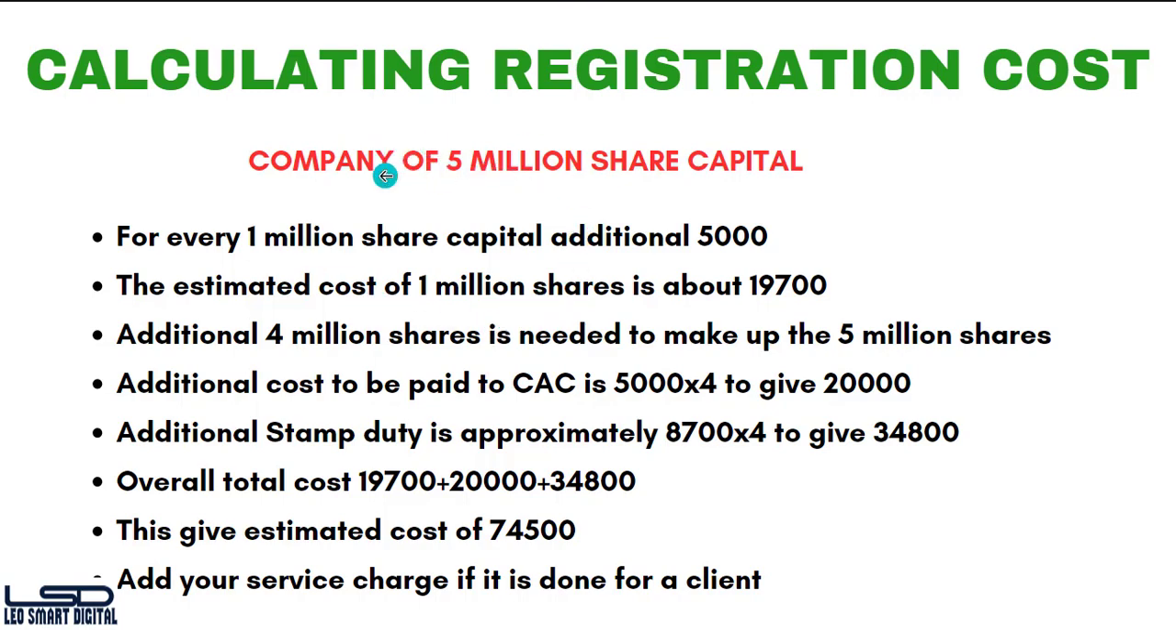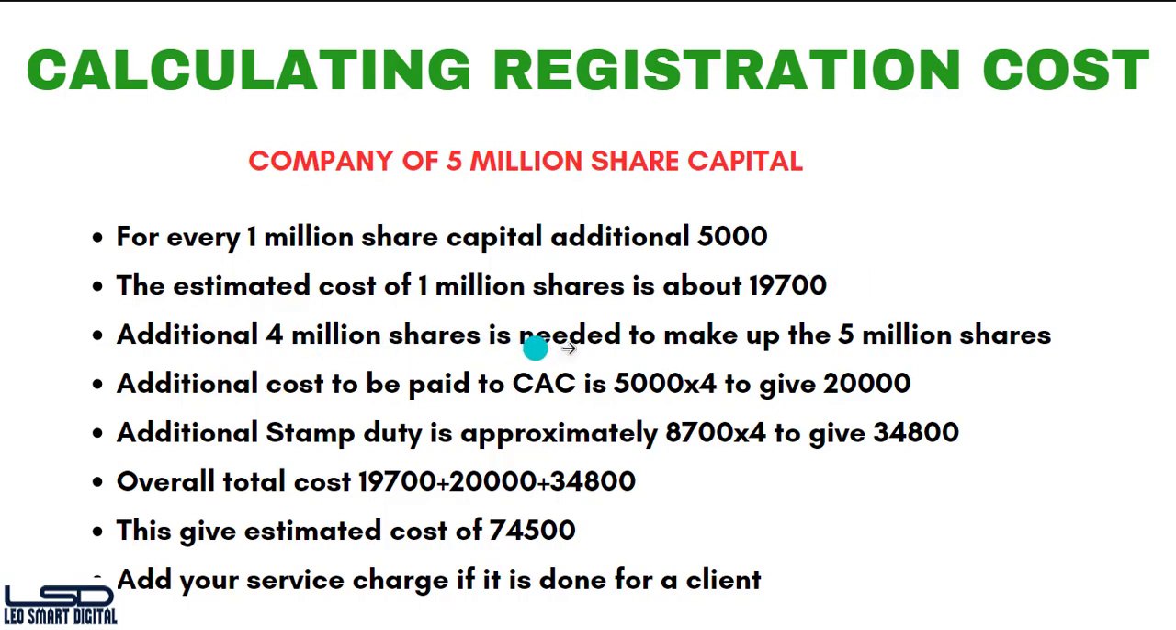Now this is for 5 million share capital. We already know what it will cost for 1 million shares, and we also know that for small companies, for every 1 million share capital, there is an additional 5,000. So the person will be paying an additional 5,000 per each additional 1 million shares. We already know for 1 million, so we can calculate for 4 million and then add the 1 million shares. The estimated cost of 1 million shares is about 19,700.